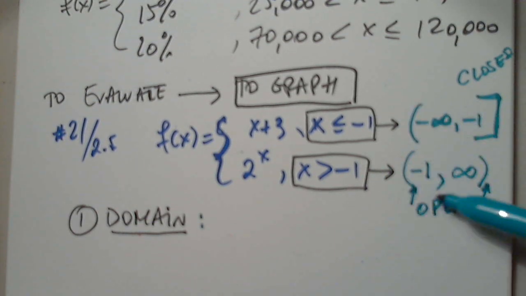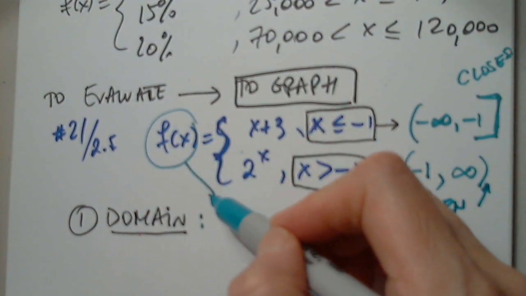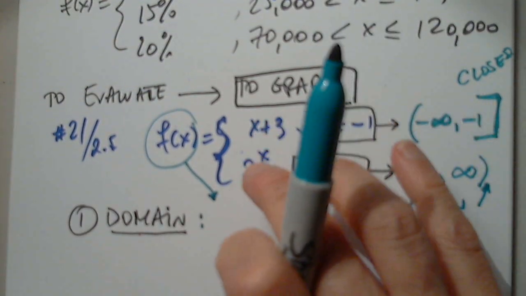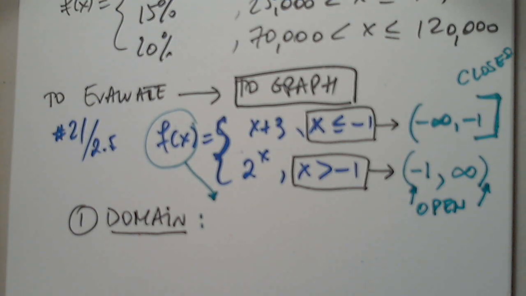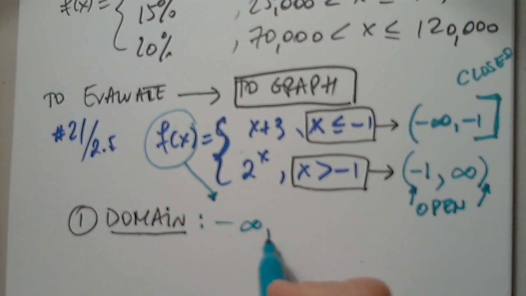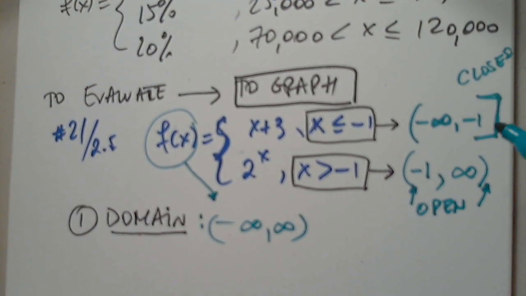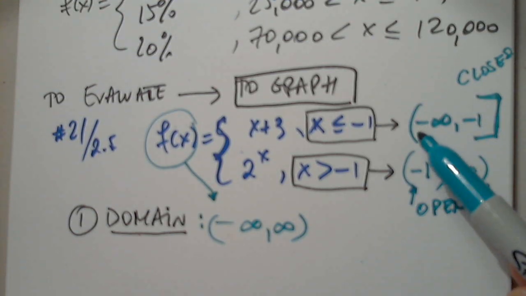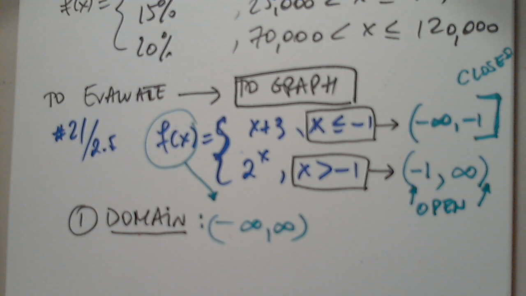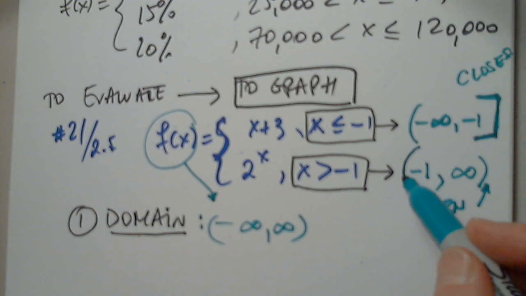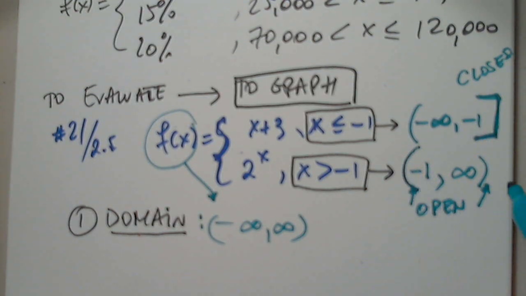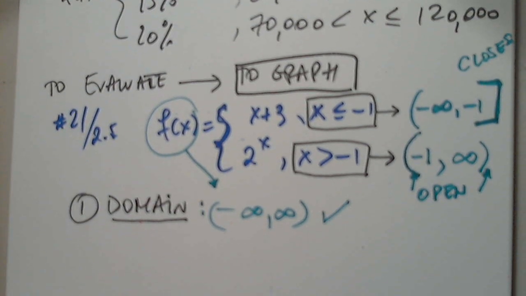Can anyone identify the domain for function f of x? Not for this piece or this piece. We already did. We want to identify the domain for function f of x. Can anyone tell? It's negative infinity to infinity. Very good. So the function has everything between negative infinity and -1. It has -1, and then it starts immediately from -1, but not -1 to infinity. It means nothing is missing, so this is correct. The domain is all real numbers.